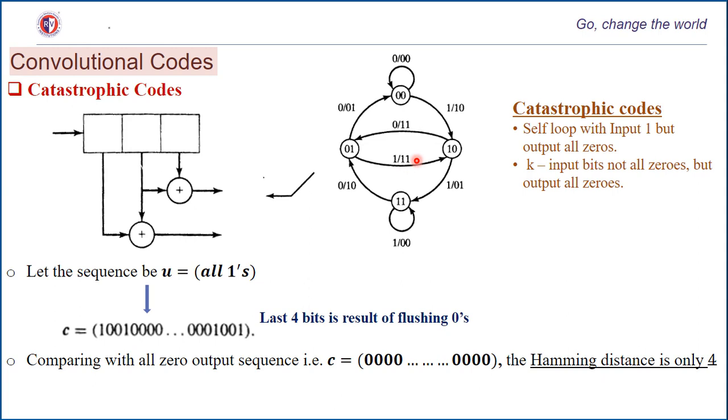This summarizes the basic structure, understanding, or representation of convolution encoder codes.